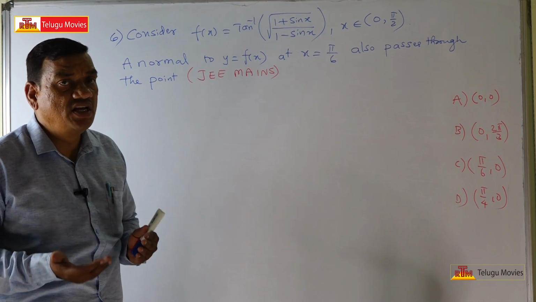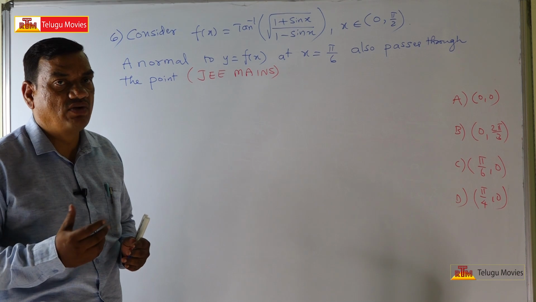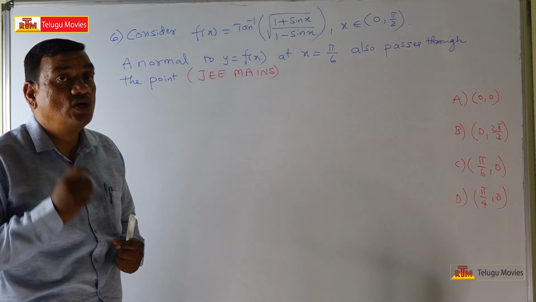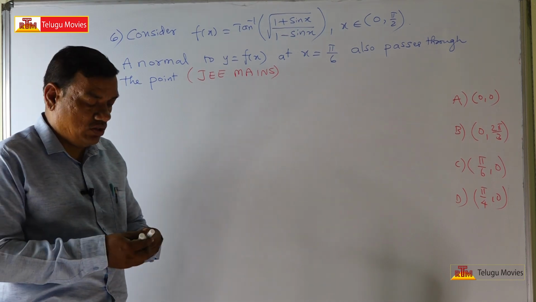So to find the equation of the normal, we know the point-slope form: y minus y1 is equal to m times x minus x1, where m is the slope of the tangent. Okay, now let us try to solve this problem.